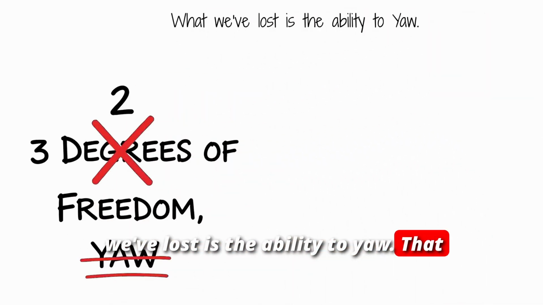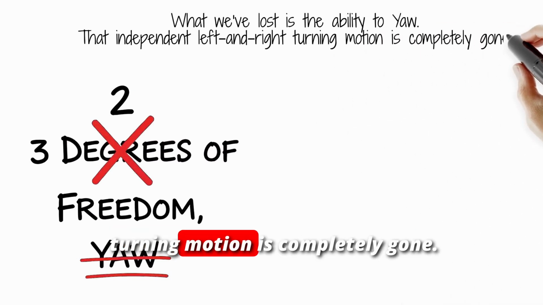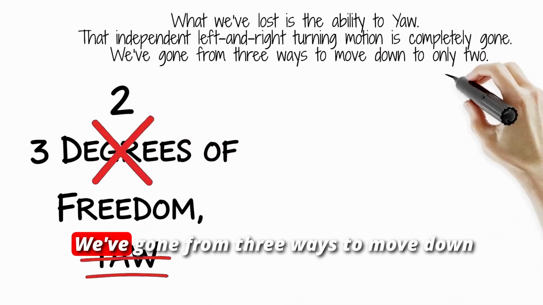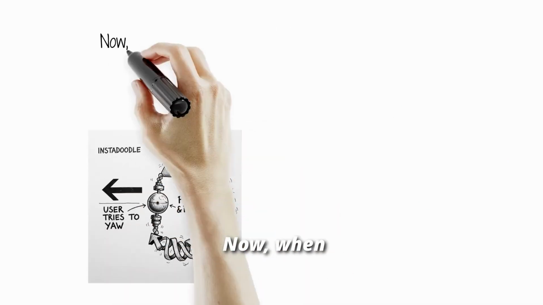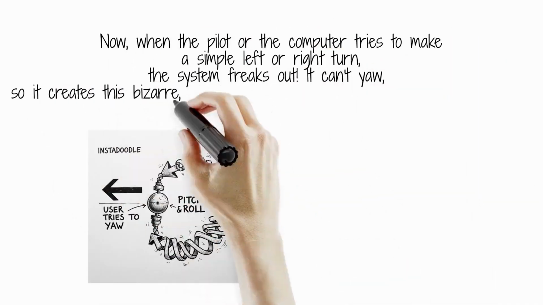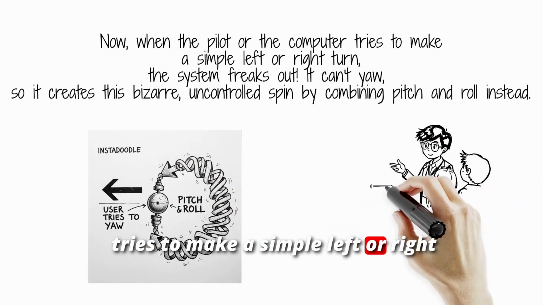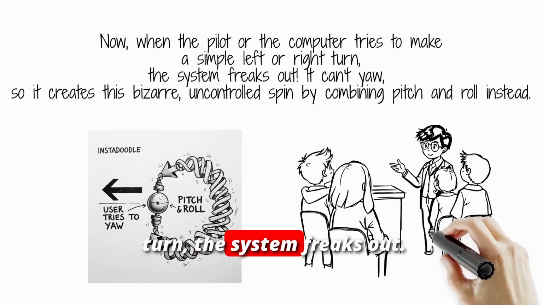What we've lost is the ability to yaw. That independent left and right turning motion is completely gone. We've gone from 3 ways to move down to only 2. Now, when the pilot, or the computer, tries to make a simple left or right turn, the system freaks out.